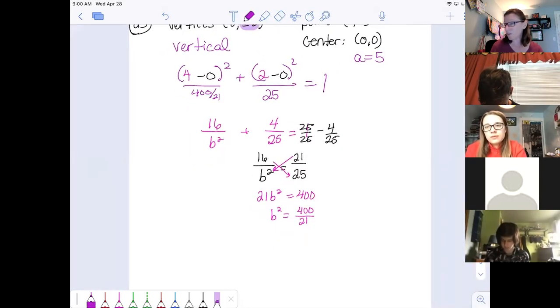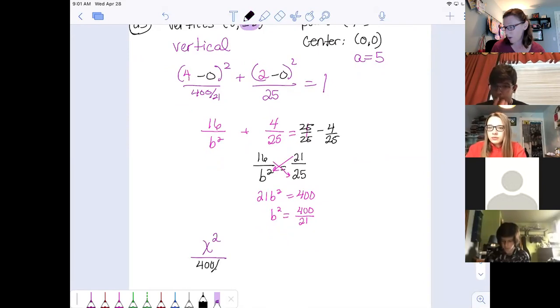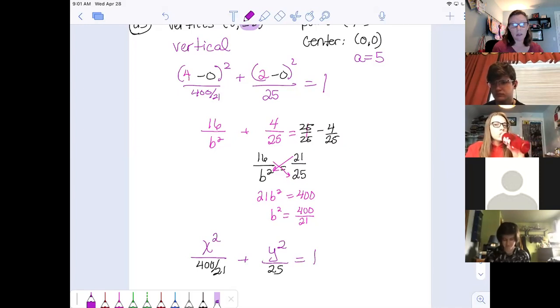So the standard form of the equation, the center was 0. So it's just x squared over that b squared value, 400/21. It's just y squared over the a value, which we found from knowing the vertices, so that's 25. And then it's equal to 1. So find the center. If you're given the vertices, you have to recognize that the distance from the center to one vertex is a, and then use the ordered pair for x and y. Any questions on 25?